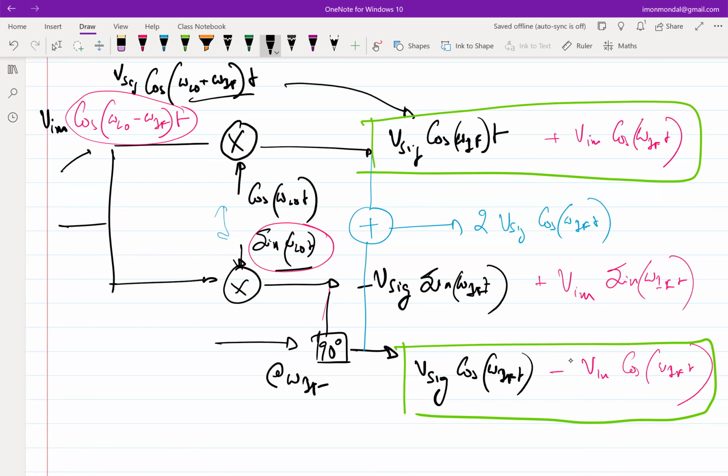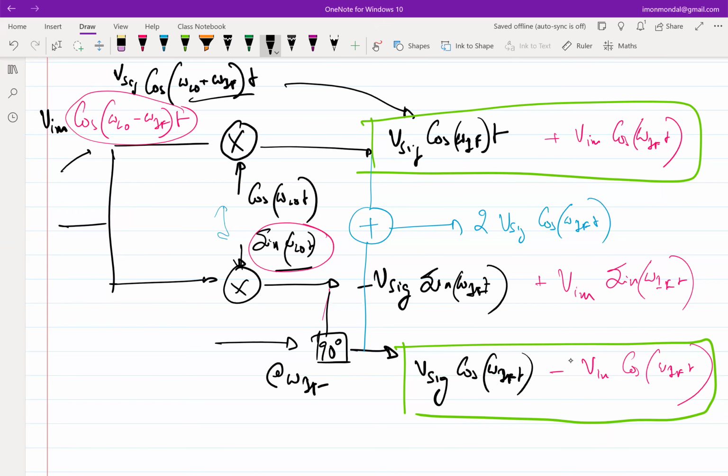This 90 degrees need not necessarily be 90 degrees. It can be 89 degrees, 89.5 degrees, 90.1 degrees, right? Which means that your cosine will not be exactly cosine. It will be cosine plus some small phi.